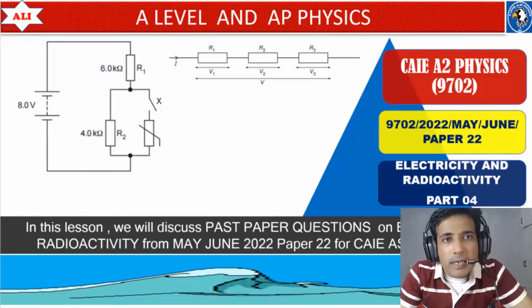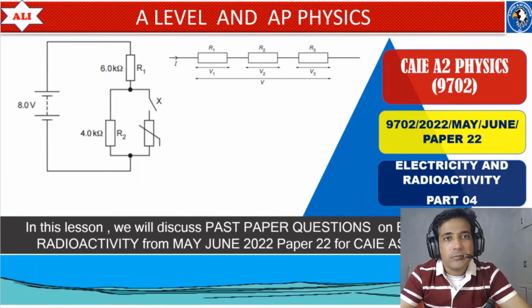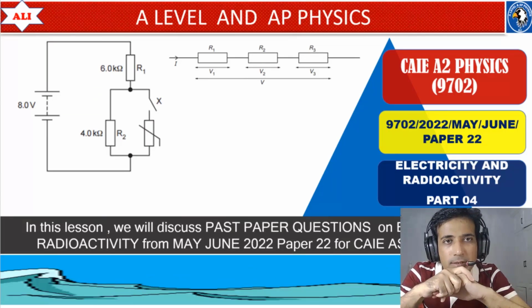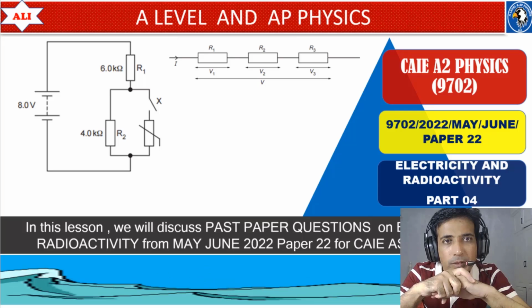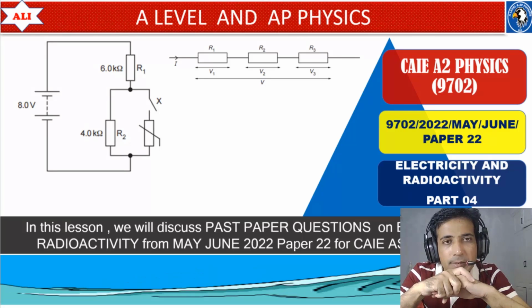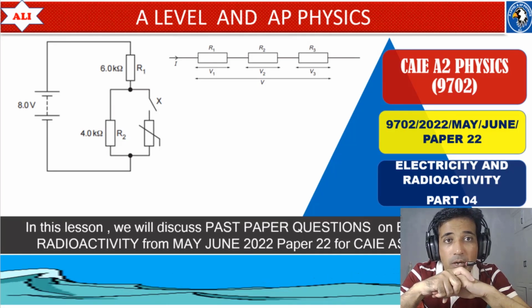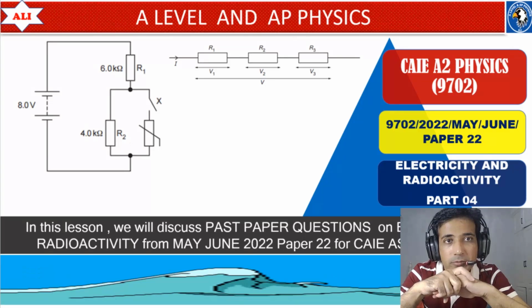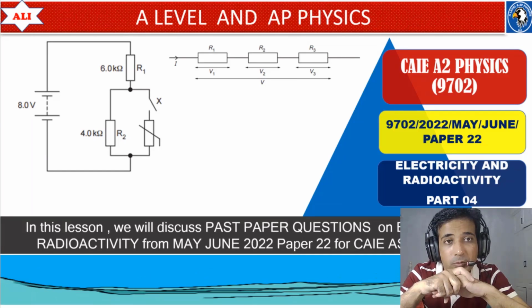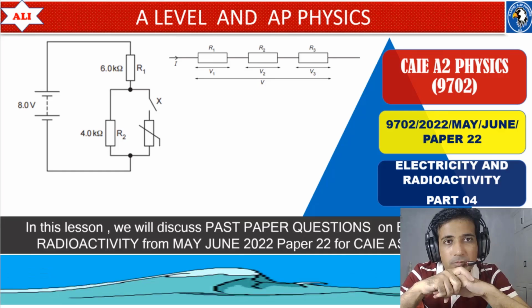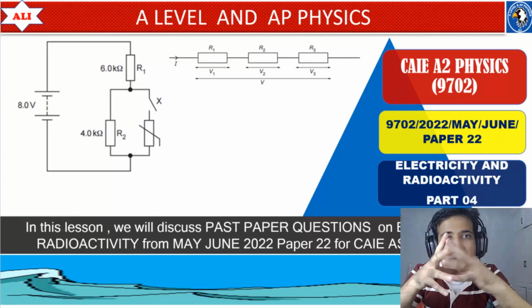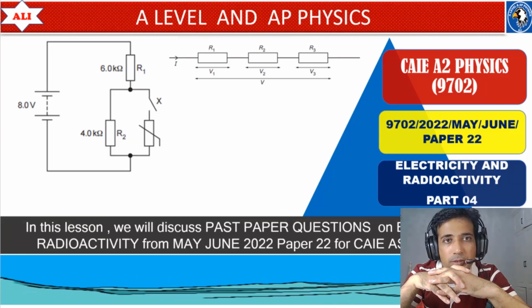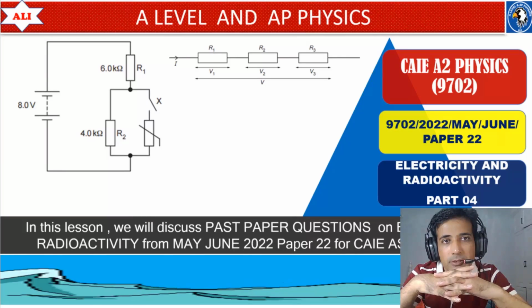Welcome to A-Level and AP Physics. In today's lesson, we will discuss past paper questions on electricity and radioactivity from May-June 2022, paper 2, variant 2. In this lesson, we will discuss some very important points about electricity and radioactivity by solving past paper questions. This video is very important because it will help you improve your conceptual understanding of these two topics. Let's study together. Let's improve together.